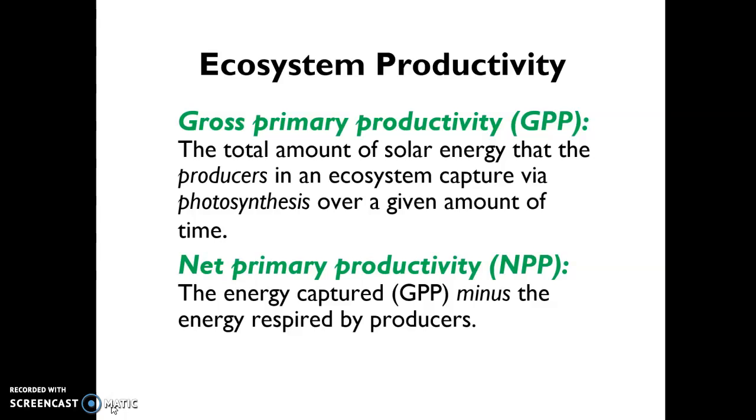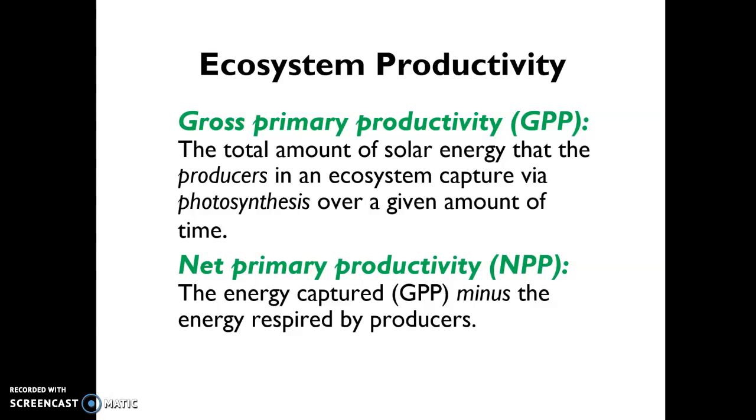First is gross primary productivity. That means the total amount of solar energy that the producers in an ecosystem capture via photosynthesis over a given amount of time. So it's primary productivity because we're talking about producers. Gross means total. It doesn't mean icky. So it's just as in economics. Gross primary productivity, the total amount of solar energy that is captured by producers via photosynthesis.